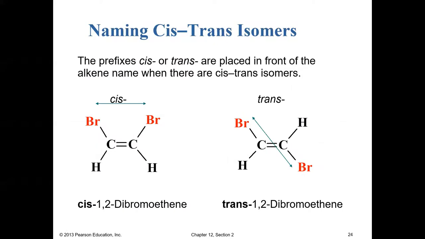So if we're going around naming, remember, if we're looking at this example using a 1,2-dibromoethene, in this case, if the bromines are on the same side, meaning if they're both facing up or if they're both facing down, that means they're cis. If they are opposite each other, okay, then they are in a trans formation. Same side cis, opposite trans.